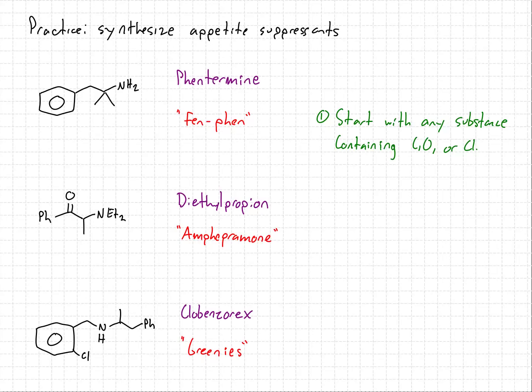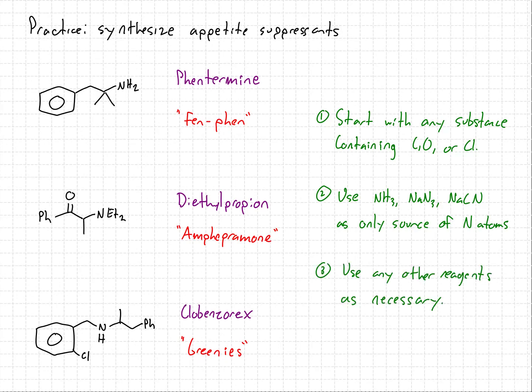For these syntheses, you may start with any substance containing carbon, oxygen, or halogens. Use ammonia, sodium azide, or sodium cyanide as your only source of nitrogen atoms. You may use any other reagents as necessary. Take a moment to work through these syntheses, and then we'll discuss the methods together.